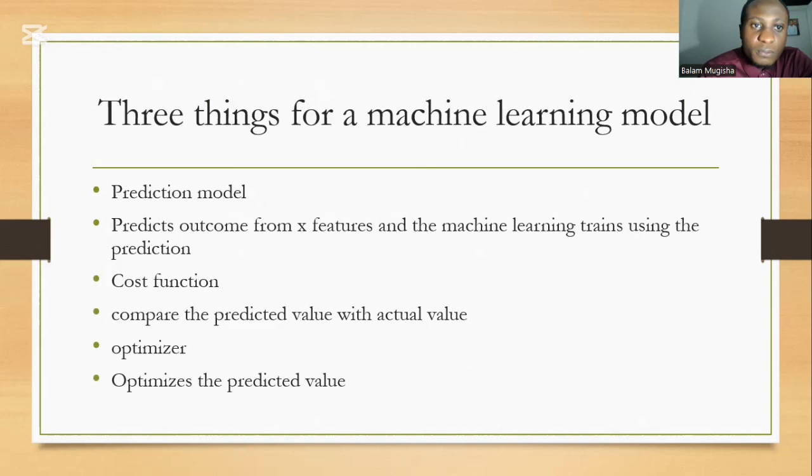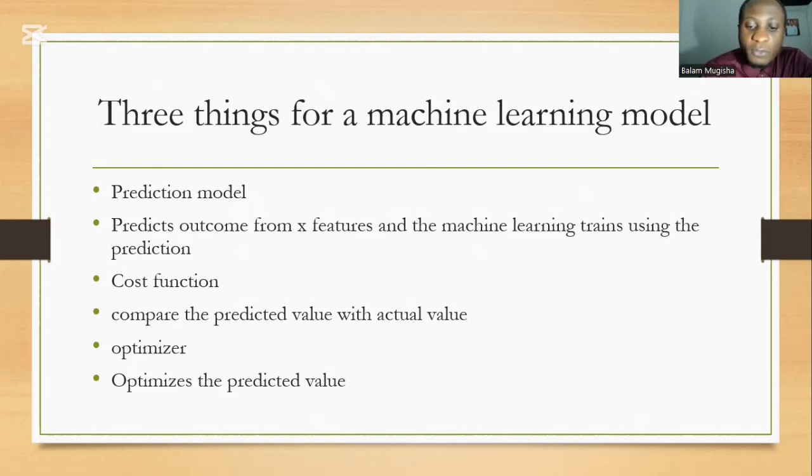Then, things that we need to know, three things for a machine learning model. So the first one, we have the prediction model. Here, the prediction model maps input features to output. It's the core mechanism for any machine learning algorithm. Then we have the cost function, which compares the predicted value with the actual value. Then we have the optimizer. This one basically adjusts the model parameters.